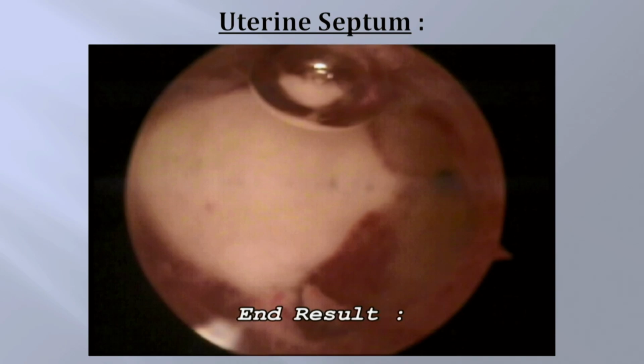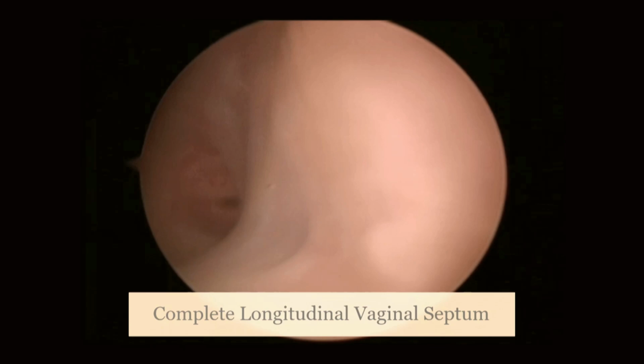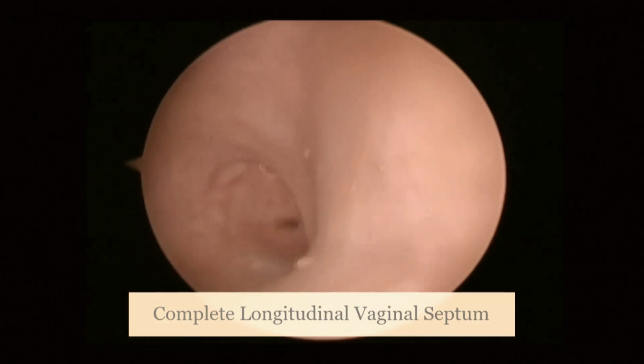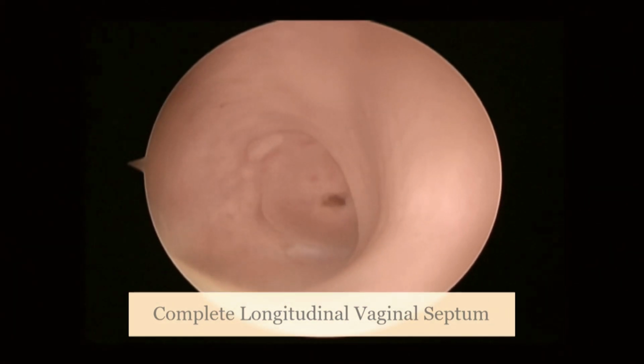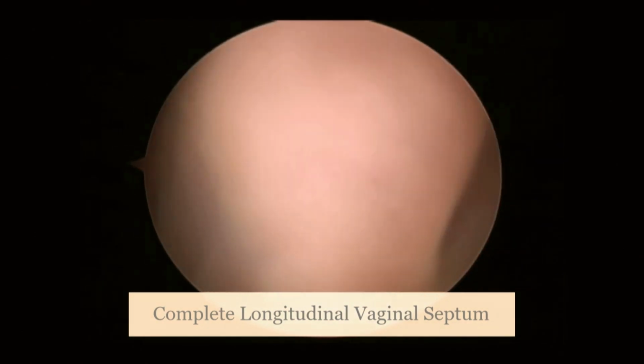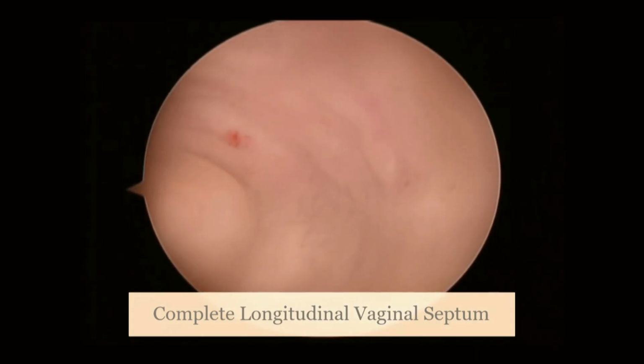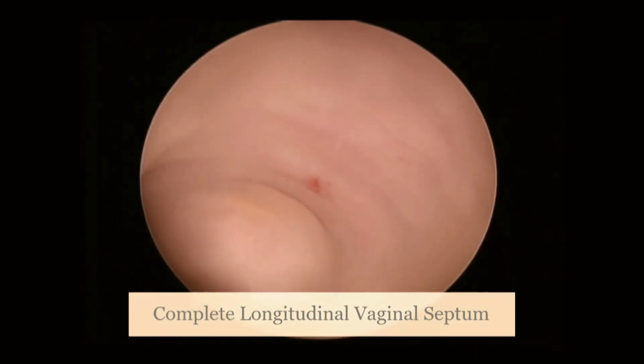Then moving on to another interesting case, it is endoscopic management of a complete longitudinal vaginal septum extending into the cervical canal up to the fundus. So this is the vaginoscopic view where we can see a complete longitudinal vaginal septum. You can see both the cervices, both the cavities which are divided by the longitudinal septum.